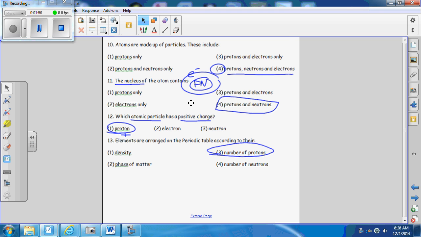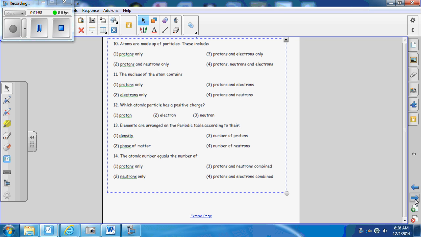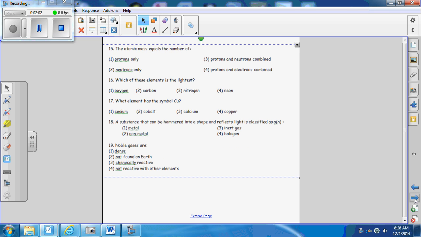Okay, next page. Question number 14. Really? That's the same one. How about this one? Question 15. Did I skip 14? It was on that page?